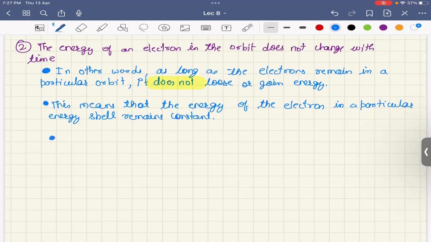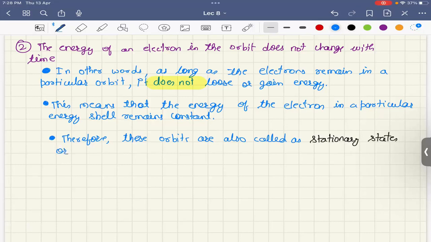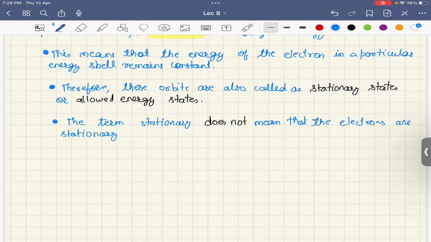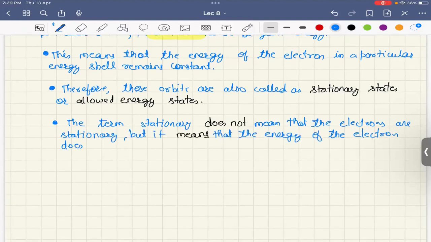Hence, what we say is that therefore these orbits are also called as stationary states or allowed energy states, right? And the point which is to be noted here is that the term stationary does not mean that the electrons are stationary, but it means that the energy of the electron does not change with time, right? This accounts for the stability of atom.